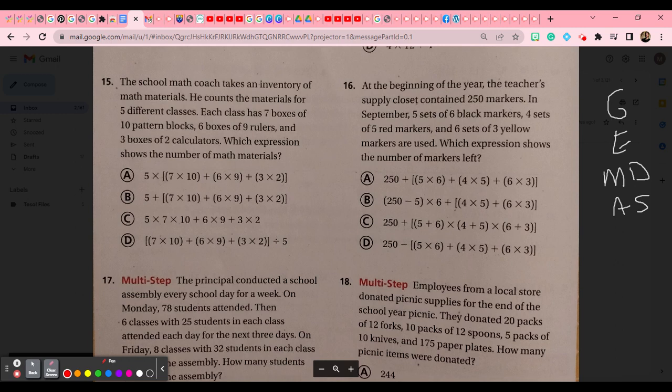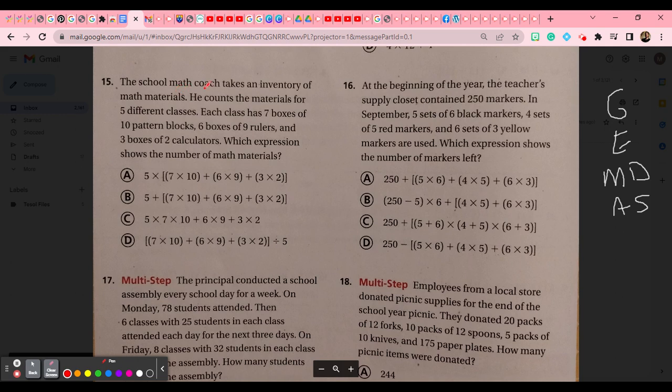After we get everything else done, we do adding and subtracting. And when that's all we have left, they also have equal power, and so we work those left to right as well. Okay. All right. So let's take a look at number 15.